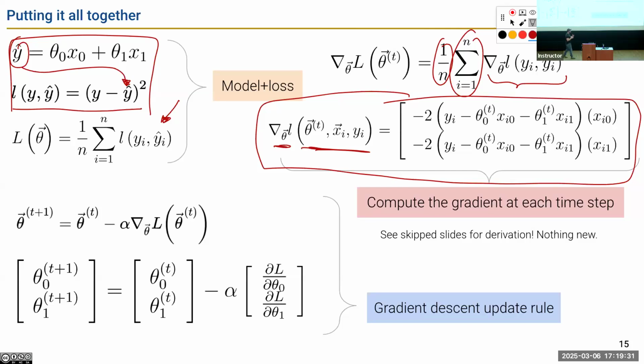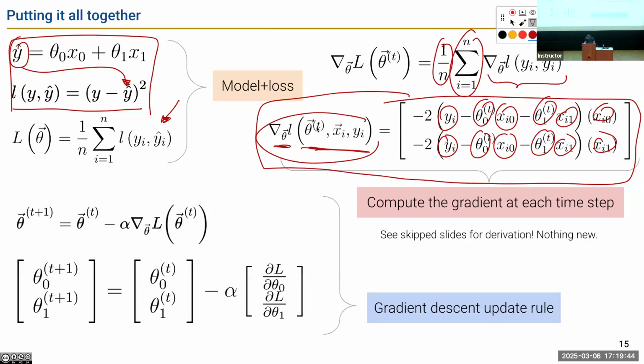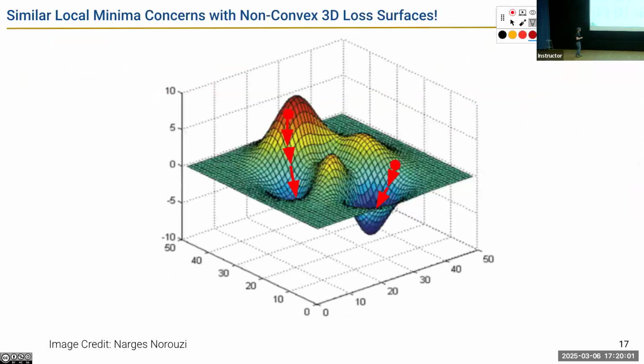We have all of the ingredients we need to run gradient descent. We start with some guess of theta. We plug in that guess. We plug in each value of xi, each value of yi. Those are constants. That gives us a gradient. We average that over all data points, and we iterate. Get a new set of thetas and keep going until convergence. All right, so that's gradient descent all in one slide. Take a look at the skipped slides if you're interested in the derivation of that quantity, similar to what we've seen before.